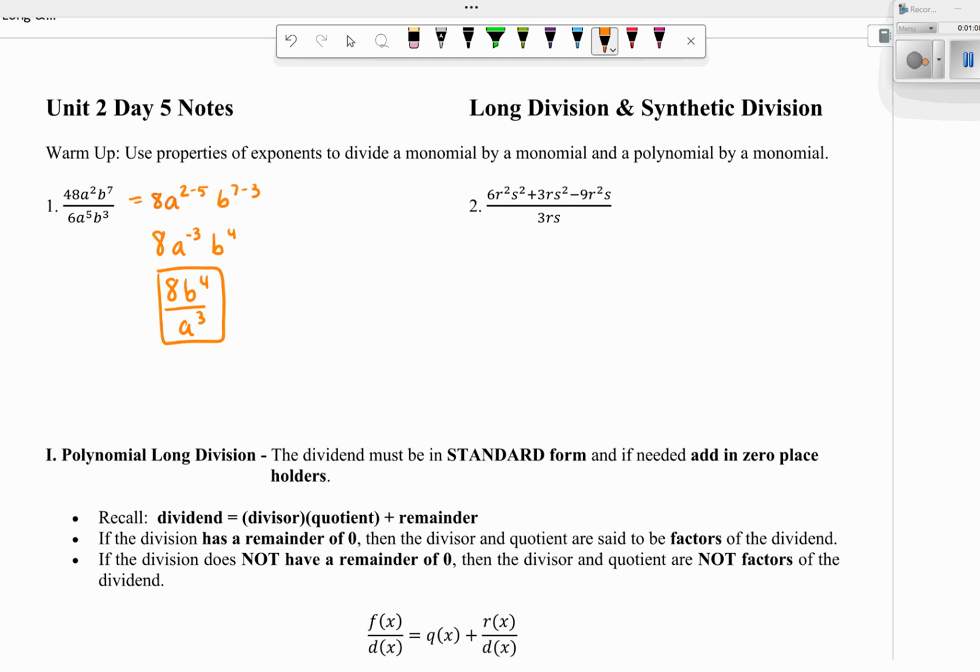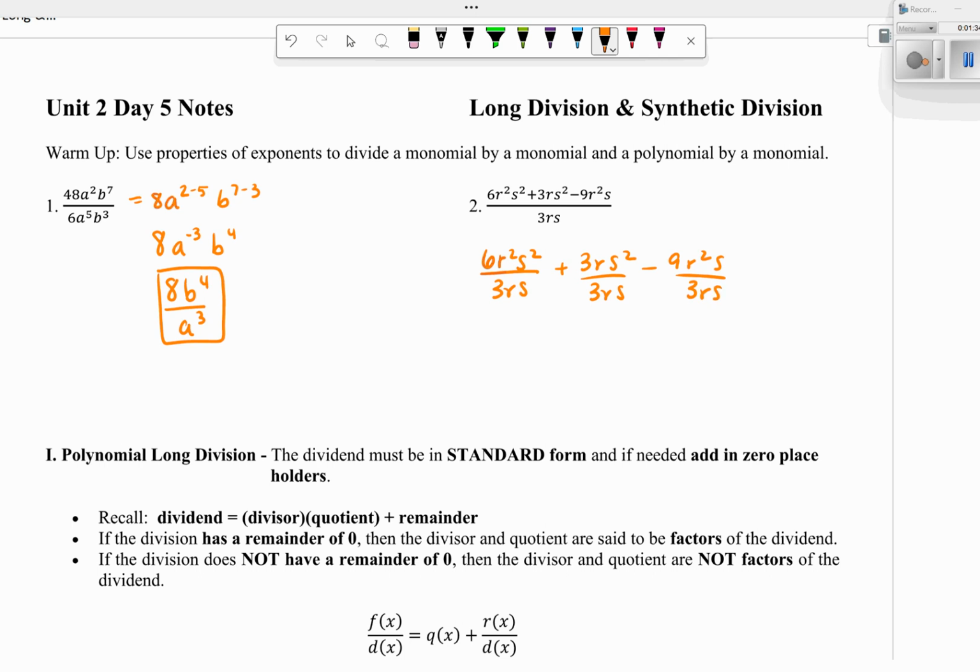So over here, same idea, except we have more than one term in the numerator separated by addition and subtraction signs. So the best way to think about this one is just splitting each of these up by dividing it by 3rs. So we have 6r squared s squared divided by 3rs plus 3rs squared over 3rs minus 9r squared s over 3rs. And then we're just going to simplify.